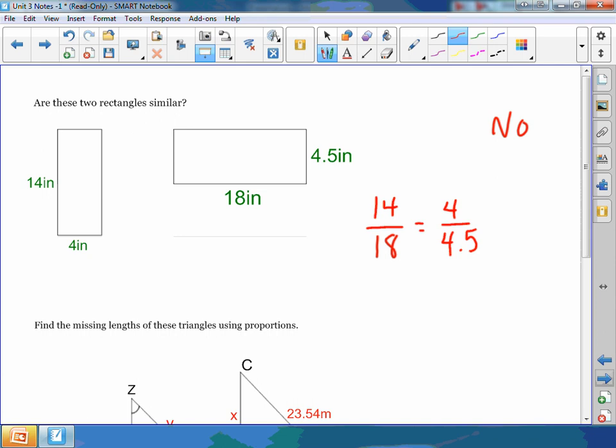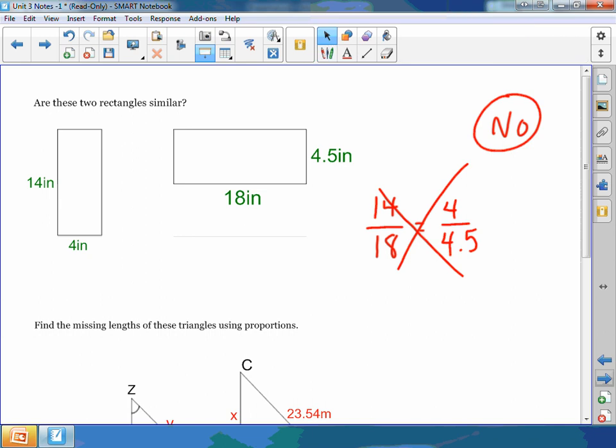She matched up corresponding sides. She put the long side of the one compared to the long side of the other, short to short, which is a good way to do it. And she's saying this is not equivalent. Her way is to divide 14 by 18 and 4 by 4.5. Some of you might have cross-multiplied, figured that out. Maybe you divided 18 by 4.5. Either way, I agree with Marion. This is not equivalent. So therefore, they're not similar figures.